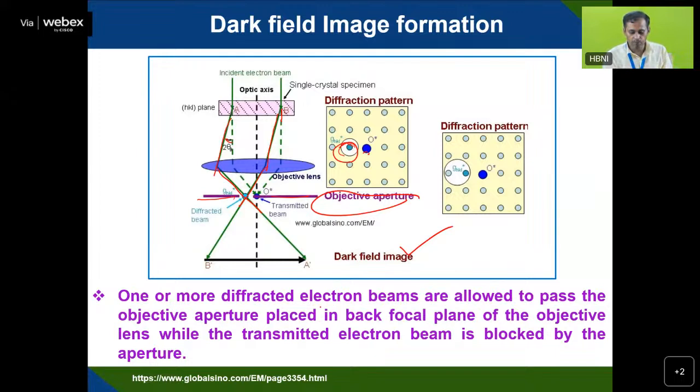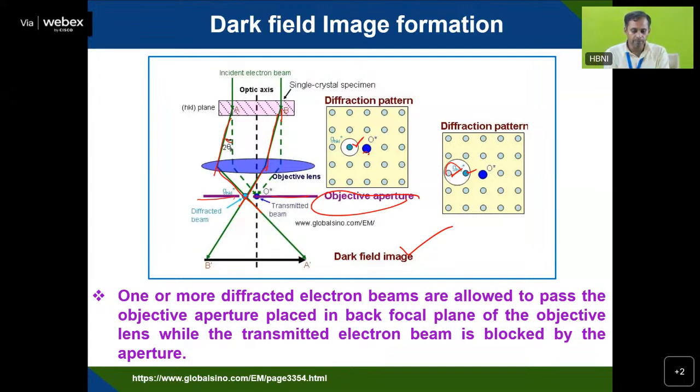Here, one or more diffracted beams are allowed. You can see in this case that one diffracted beam is allowed here. Here is a two diffracted beam that is allowed to get to the objective aperture, the back focal plane, to get the image that is called bright or dark field image.